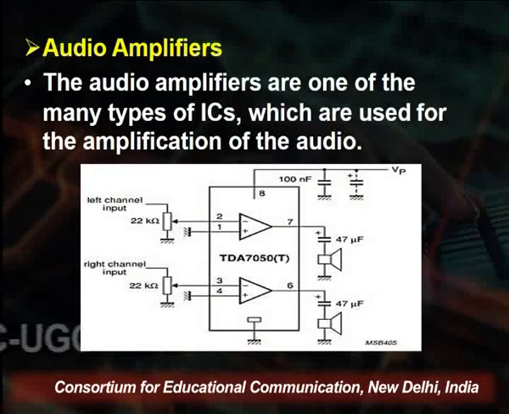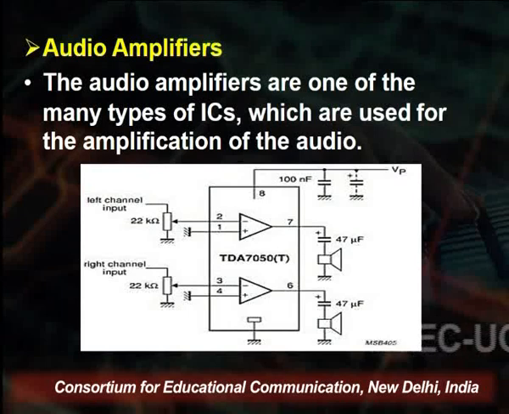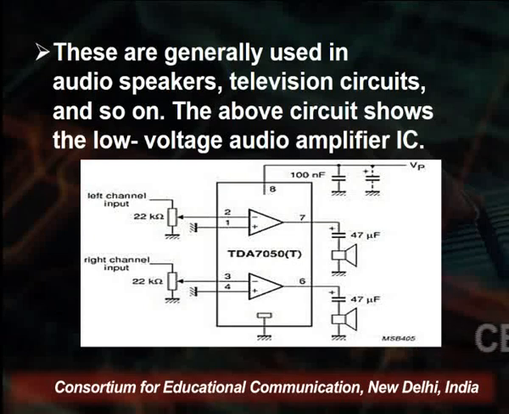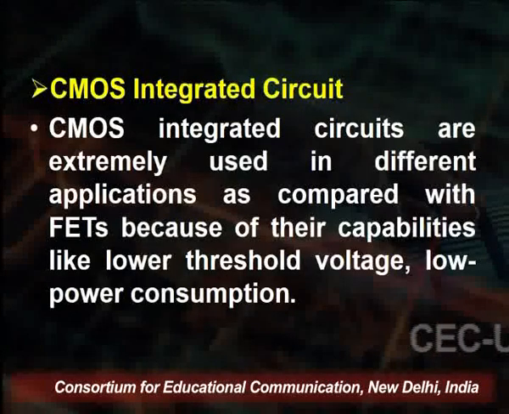Next is the audio amplifier. As the name suggests, this IC is used in audio systems for the amplification of audio. The audio amplifier is one of the many types of ICs which are used for the amplification of audio. These are generally used in audio speakers, television circuits and so on. The above circuit shows a low voltage audio amplifier IC.